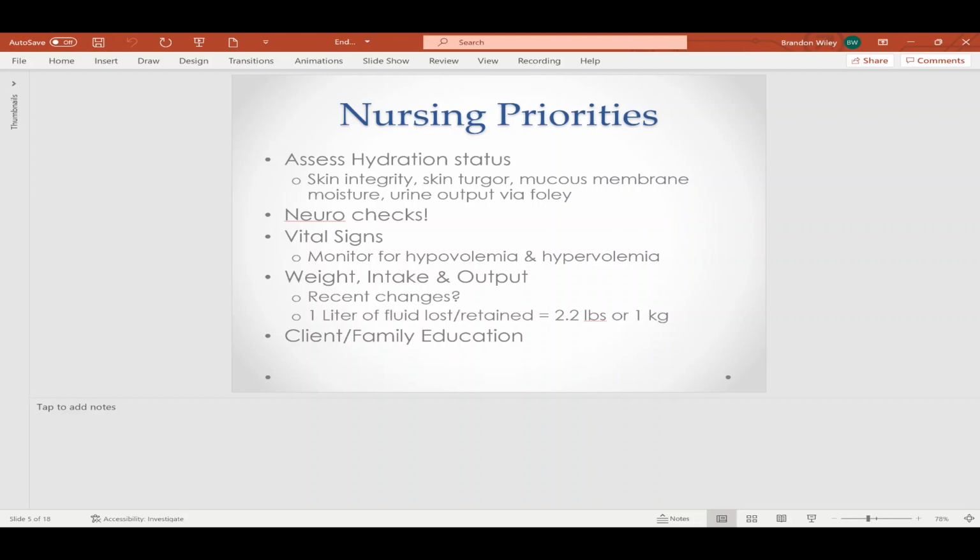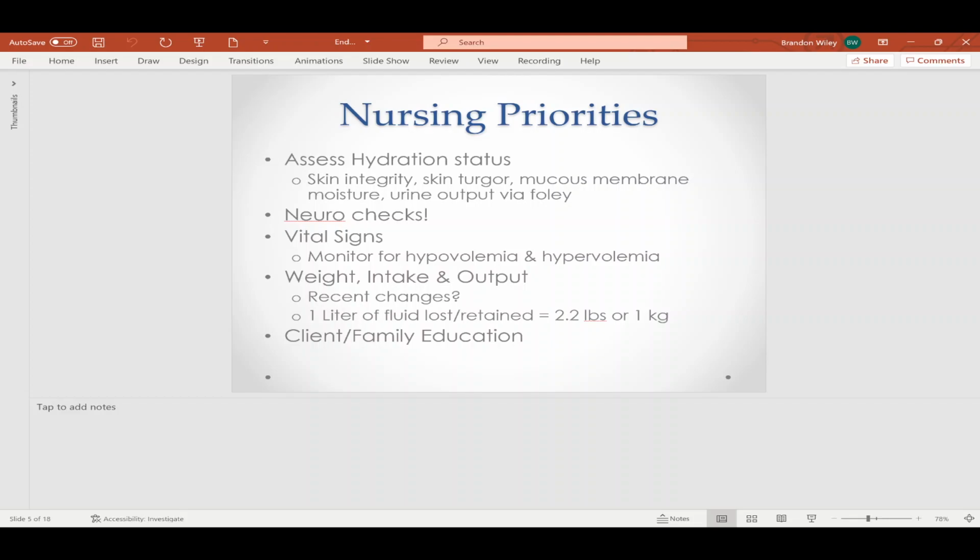Weight, intake and output. Recent changes in weight. So if they're starting to gain a whole bunch of fluid or a whole bunch of weight, that's a concern, right? And what if they're losing weight? So I like this because 2.2 pounds or 1 kg is equivalent to 1 liter of fluid. So if only we could just lose 1 liter of fluid. I'm just kidding.